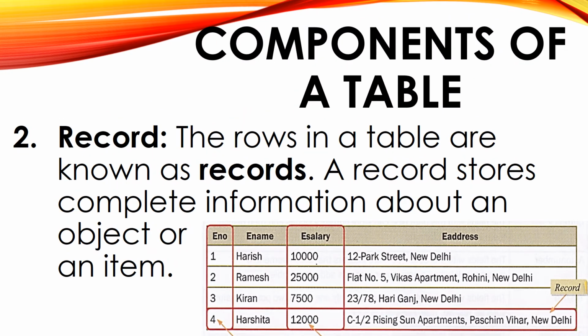Students, let's understand second component of a table, that is record. The rows in a table are known as records. A record stores complete information about an object or an item. For example, as shown in given table, it has 4 records. Each record contains the complete information about an employee.